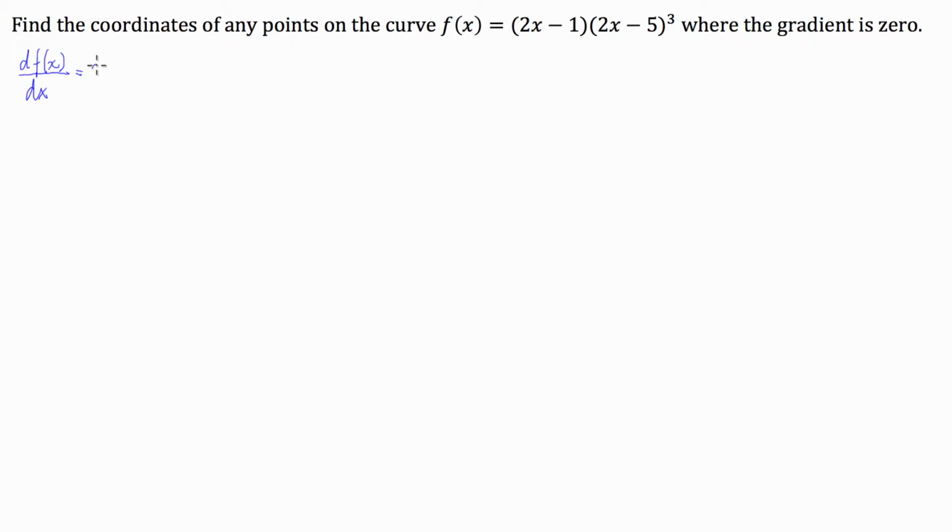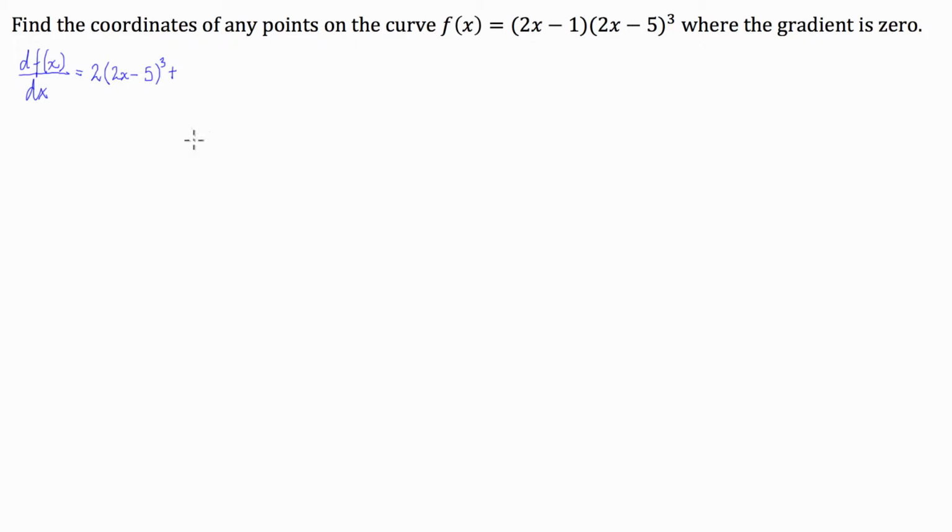this is the product rule, which is just 2. We multiply it by the back function, which is going to be 2x take 5, all cubed. Now we're going to add that to the derivative of the back function times the front function.